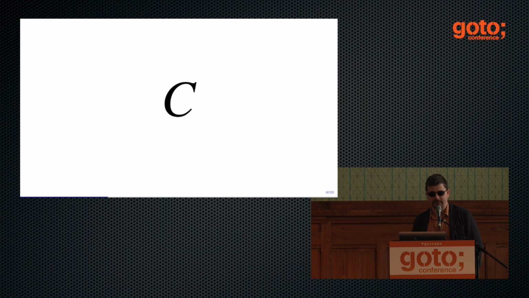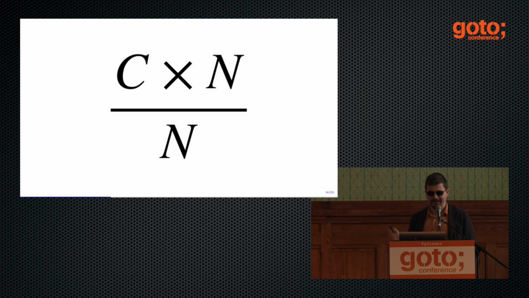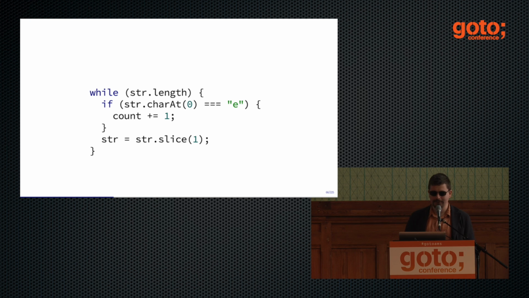So this is the arithmetic from the school, but maybe not everybody went to school, so I will repeat a little bit. So you want to find the cost of the operation marked C. So if you repeat it n times and then you divide it by n, then n goes away and you kind of get the cost, right? Arithmetic 101.